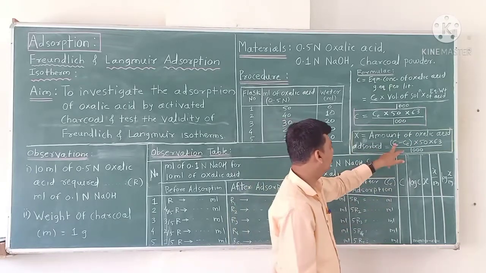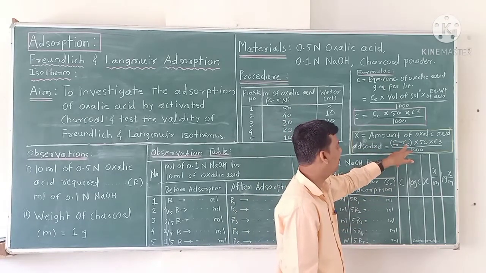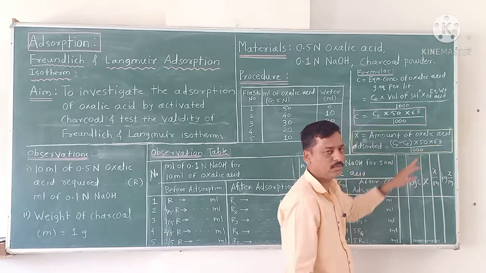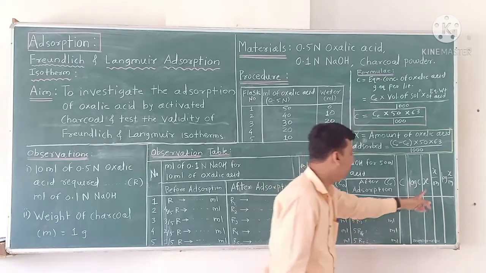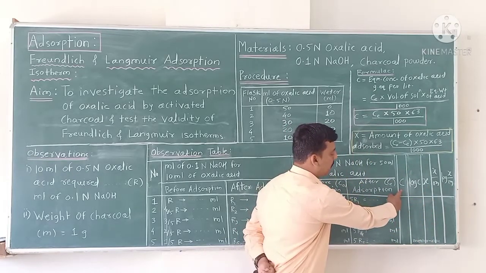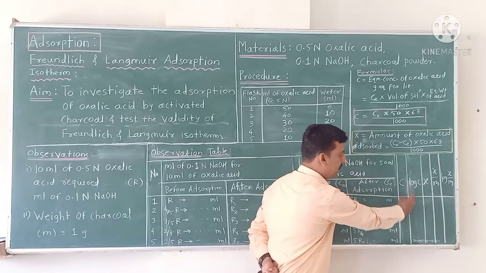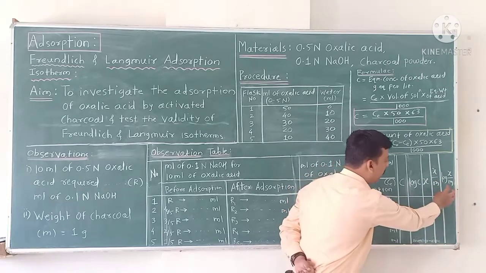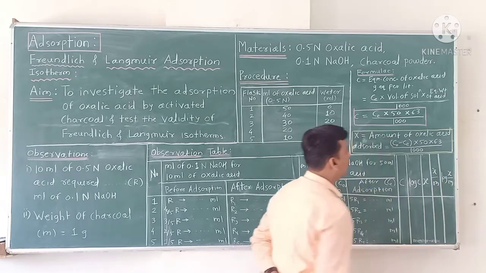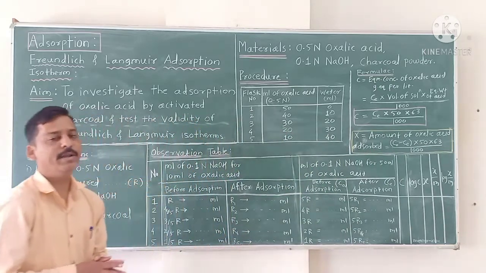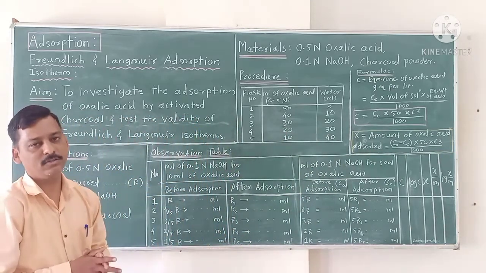So that is nothing but (C0 minus Ce) into 50 into 63 upon 1000. So in this way we will get the value of this X. As we have this C value, then calculate the log of C. As we have the X value, calculate the X upon M value, and then you have to calculate the log of X upon M value. So in this way we have to perform the experiment of this adsorption isotherm.